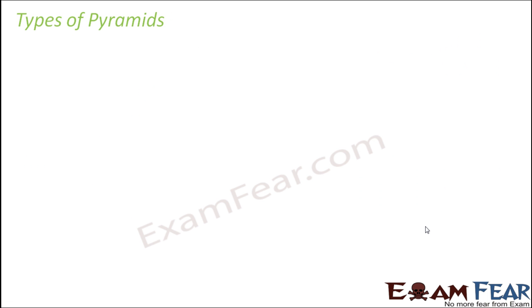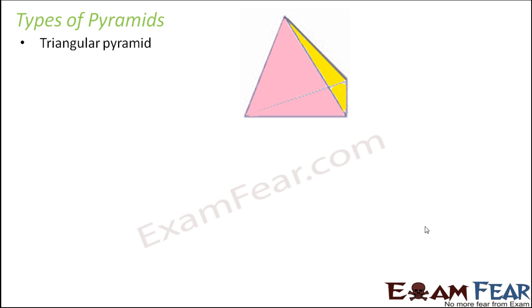Based on the way a pyramid is built, we can have many different types of pyramids. These categories depend on what kind of polygon is the base of the pyramid. When we talk about a triangular pyramid, the base is a triangle. If you see here, this is the base of the pyramid, which is in the shape of a triangle. So this makes it a triangular pyramid.